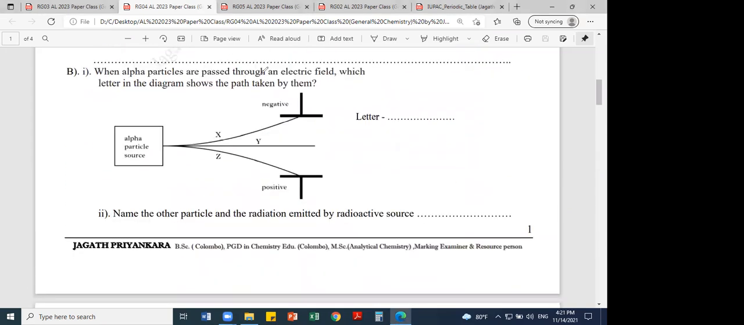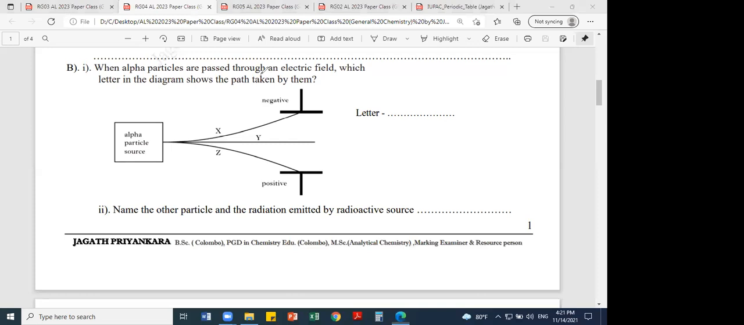Then next one, part B. When alpha particles pass through, you have done, I think, alpha, beta, gamma radiations, you might have learned. Out of this, the alpha particle source. When alpha particles are passed through an electric field, which letter diagram shows the path taken by them? Actually, out of these X, Y, Z, why does one go straight without any deviation?